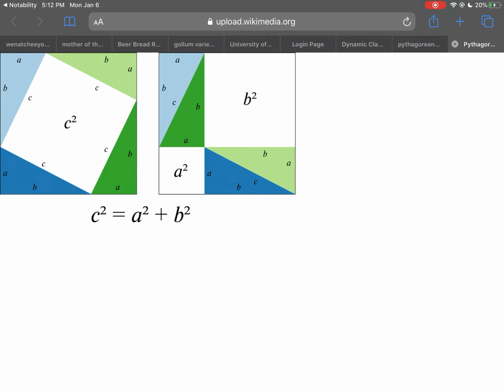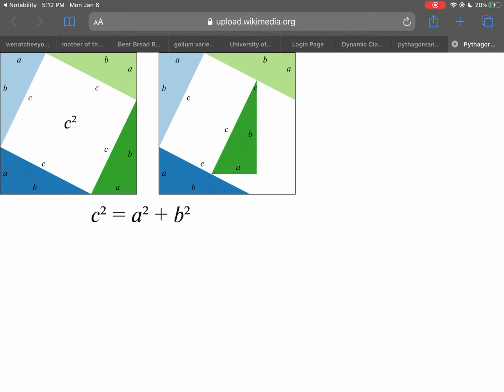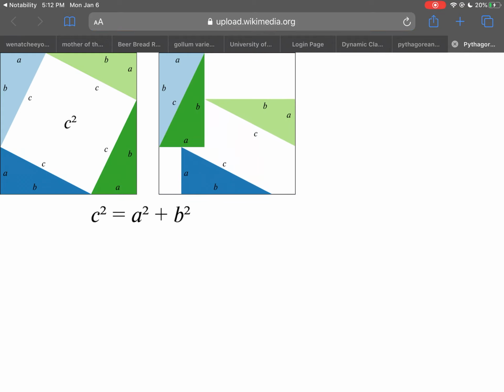Okay, so you've got all of, oh, I can't draw on this one, that's a bummer. But you've got these squares with side lengths A, B, and C, or excuse me, the triangles with sides A, B, and C, that when you move them around, you can see that the squares of A squared and B squared are the same as the area of C squared.